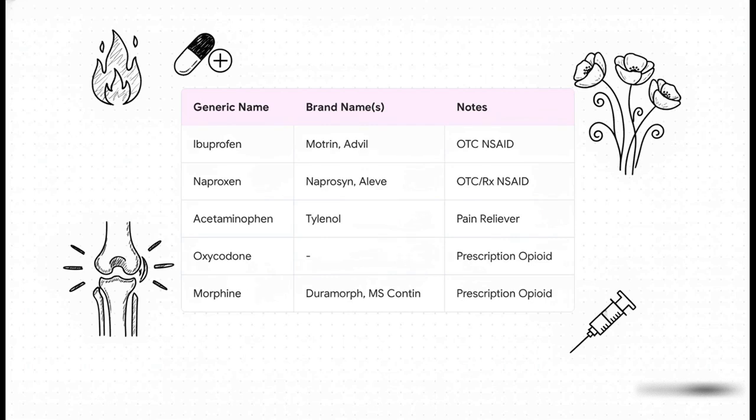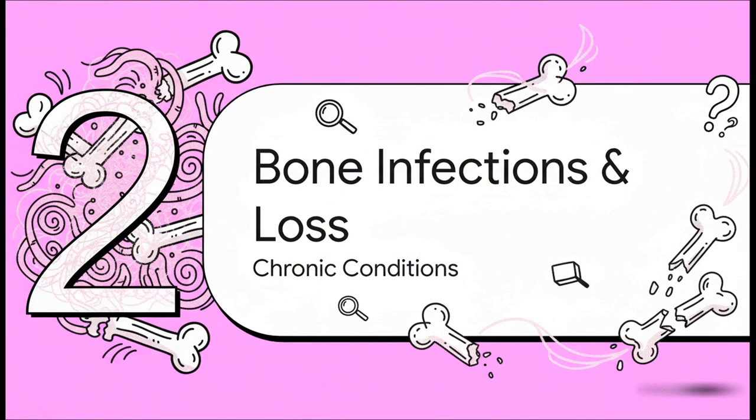These are the big players you have to know, and I mean both generic and brand names. So you've got ibuprofen, that's Motrin or Advil, and naproxen, which is Aleve. Notice those are your over-the-counter anti-inflammatories. Then, for the really bad pain, you have the heavy-duty prescription opioids like oxycodone and morphine. Knowing which is key.